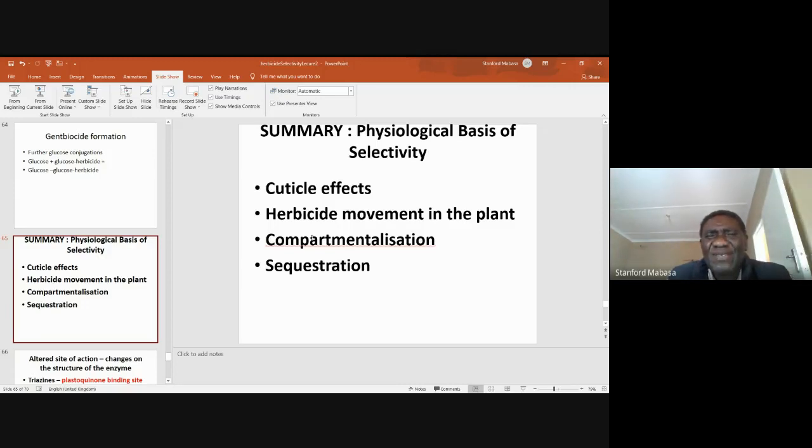Remember, some herbicides you need to convert them to the acid form. It is the rate at which they are being converted to an acid form which will determine selectivity. There's also compartmentalization, restriction of herbicides. Same applies to sequestration. This is also a restriction of herbicide movement, which can result in selectivity.